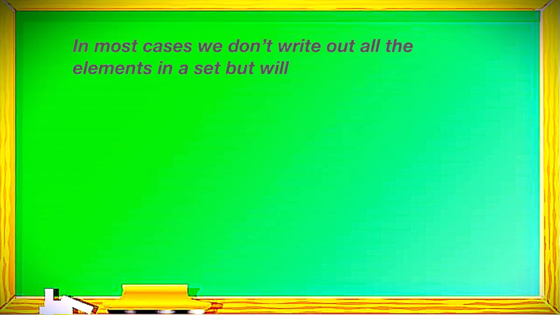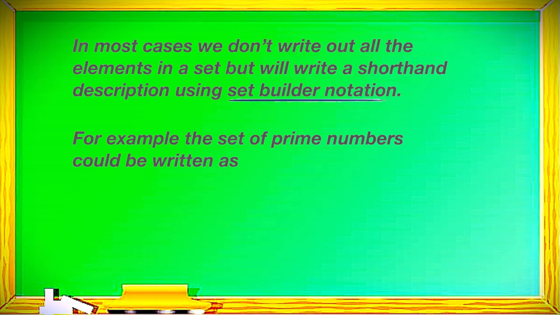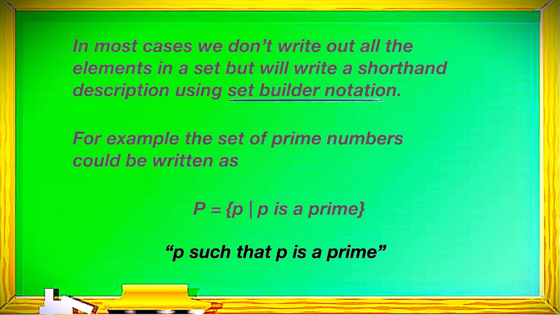In most cases, we don't write out all the elements in a set, but we'll write a shorthand description using something called set builder notation. For example, the set of prime numbers could be written as P is the set of p such that p is prime. Here, the little p is a variable, which must satisfy some criterion we call the predicate, since its belonging to the set is predicated on this criterion. In this case, the predicate is being a prime number. Also notice we have a shorthand for the phrase "such that", which is this vertical line.